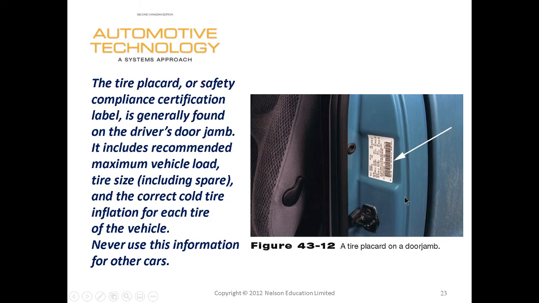Tire placards or safety compliance certification label. Most new cars, well, I'm going to say all new cars, are going to have a sticker in the driver's side door jamb. It will give us tire information, tell us what size tires are supposed to be on the car, and more importantly, what inflation pressure.